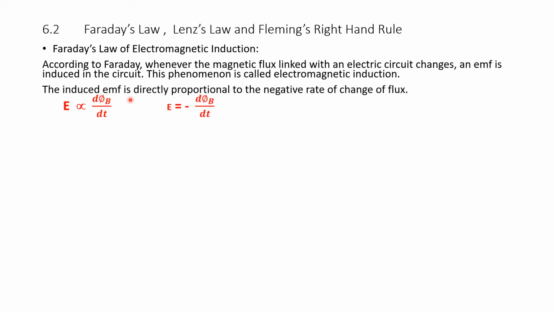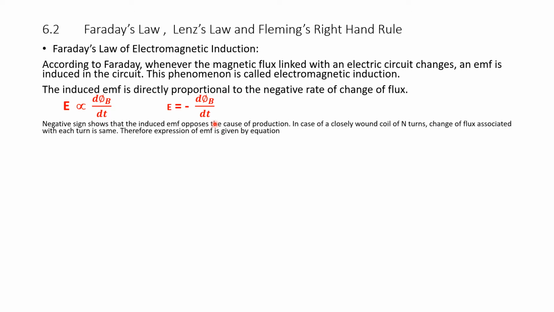So this induced EMF is directly proportional to the negative rate of change of flux. That is, E is proportional to d phi B divided by dt. So eliminating the proportionality sign, we can write it as E is equal to minus d phi B by dt. The negative sign shows that the induced EMF opposes the cause of production.